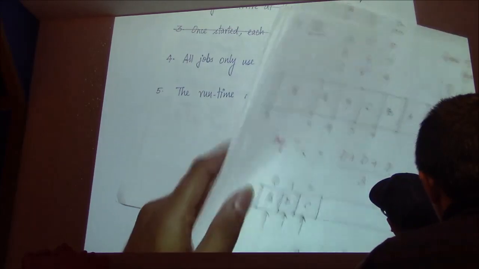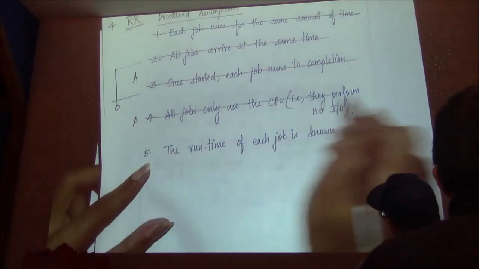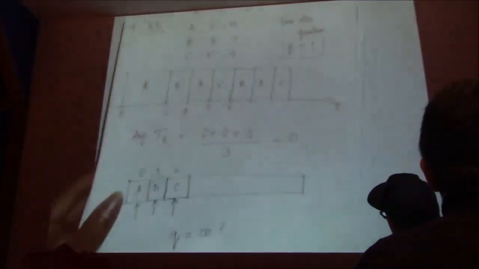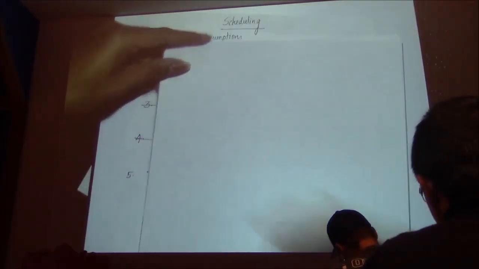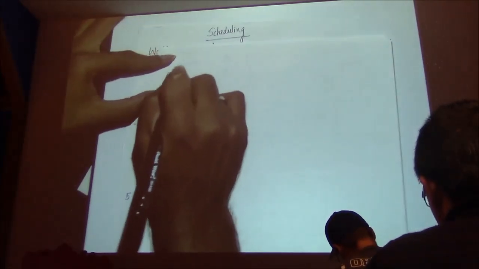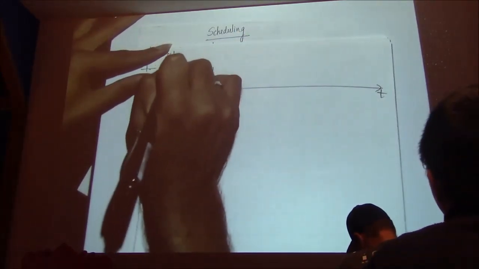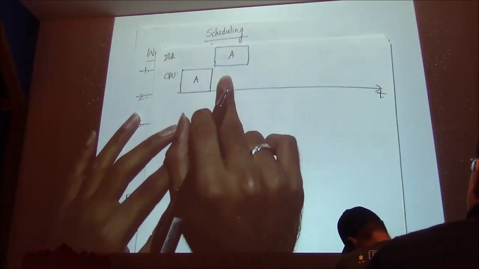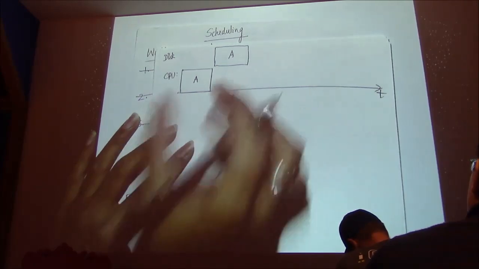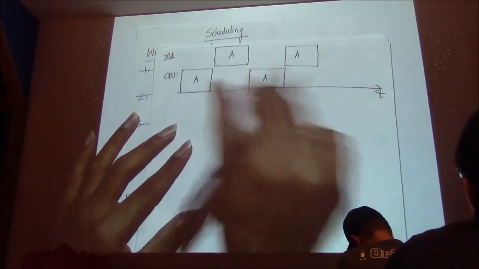Okay, so now we go back to our assumptions. One assumption is that all jobs only use the CPU. Let's try removing this assumption and assume that jobs may perform I/O, like accessing the disk. It's really not using the CPU, but if we don't context switch to a different process and just keep on running A, it looks like this.